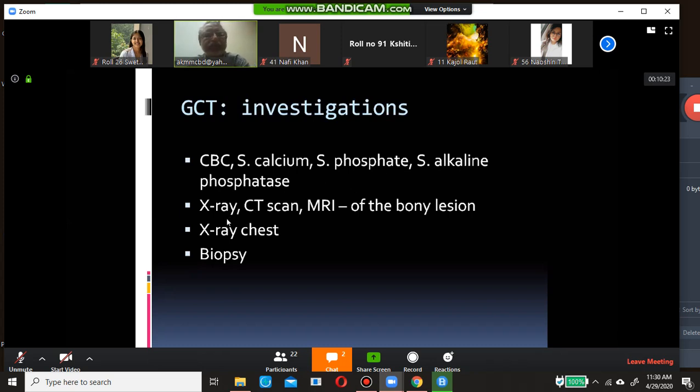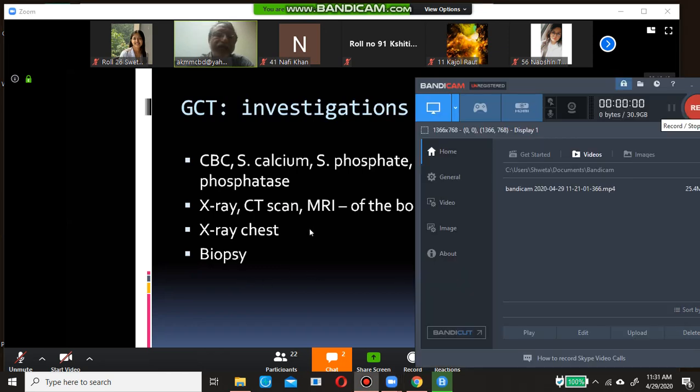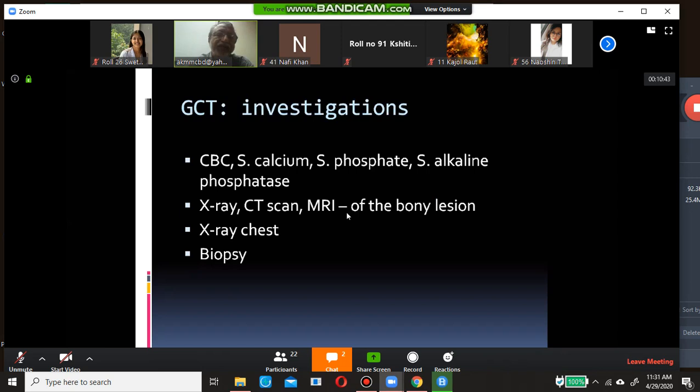X-ray will be very suggestive, and CT scan will give more details. For a locally aggressive or malignant tumor, you must go for MRI. So these are the routine. X-ray chest is required because though giant cell tumors are usually benign conditions, they may metastasize. And if the metastatic lesion is removed, you will find that histologically it is also benign, but the metastasis is there. So it's a borderline condition. You confirm with biopsy.